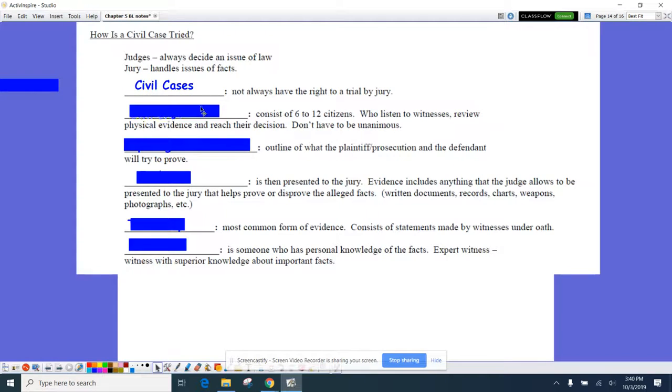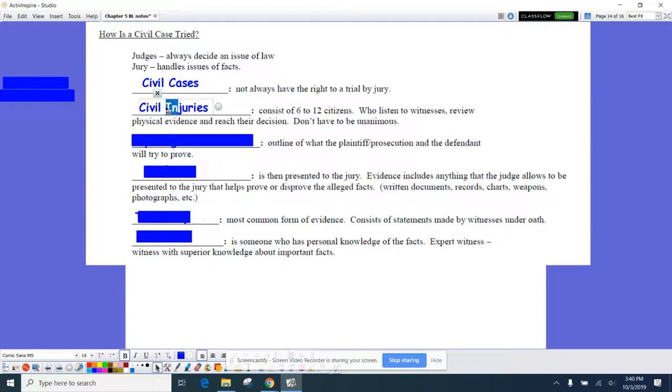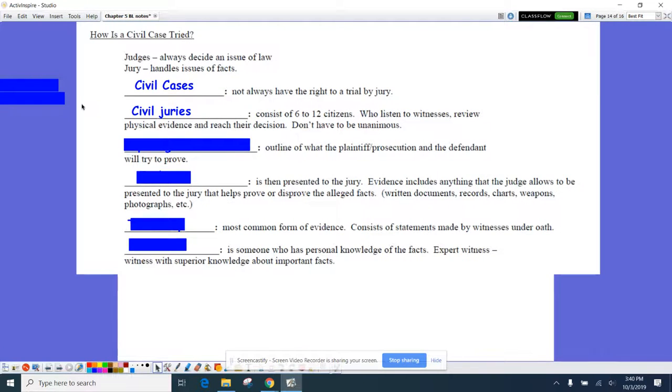You can have a civil jury. Civil juries usually consist, depending on the state, of anywhere between 6 to 12 people. Typically in Nebraska, we're looking at 12. They listen to the witnesses, review the evidence, and reach a decision. The big thing to remember is that in a civil case, it doesn't have to be a unanimous decision.